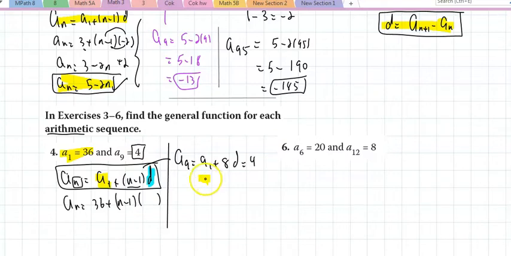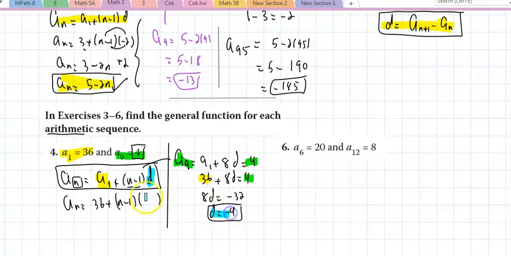But I know what a sub 1 is. A sub 1 is actually 36. It's given. It's right there. I'm using the highlight. Right? And I could solve for d, and there it is. One equation, one unknown. I know how to solve all of those. Negative 32. D is a negative 4. Once I know what d is, pretty much I'm done. If I take this d and put it right there, I have just figured out the general term.